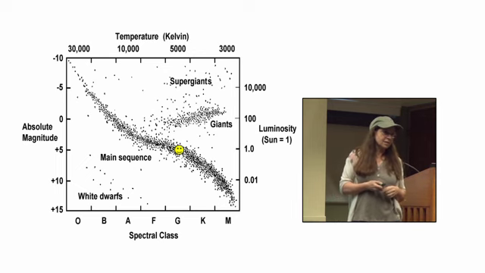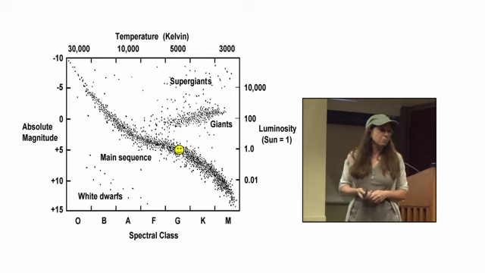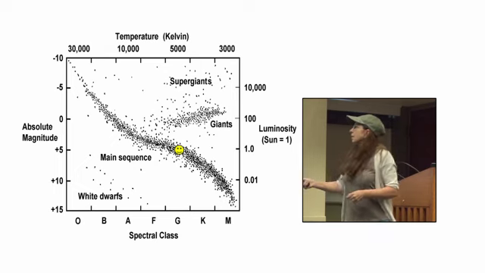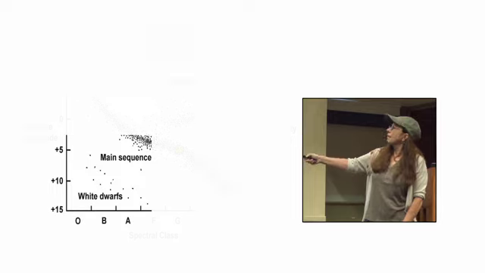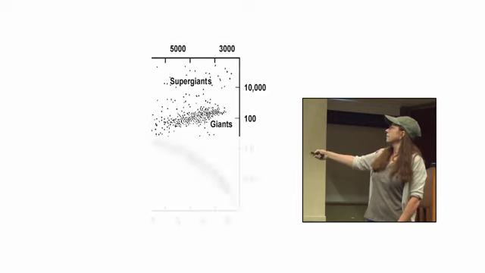Some events, of course, like supernova events, are brighter than that. So the higher the negative number, the brighter it is. The higher the positive number, the dimmer it is. So down here we have hot and dim, hot and bright, cool and bright, cool and dim.